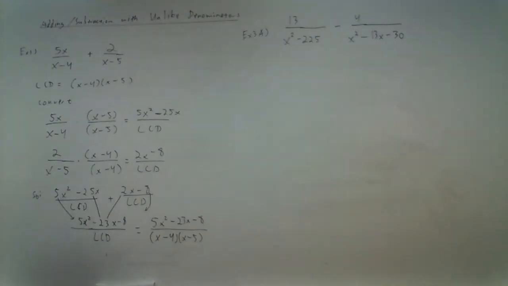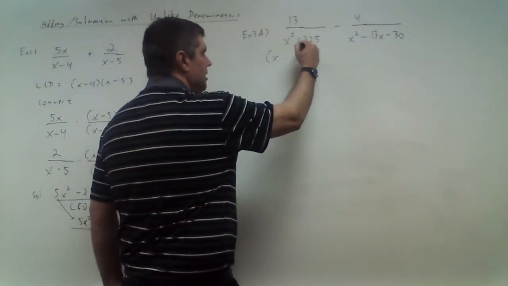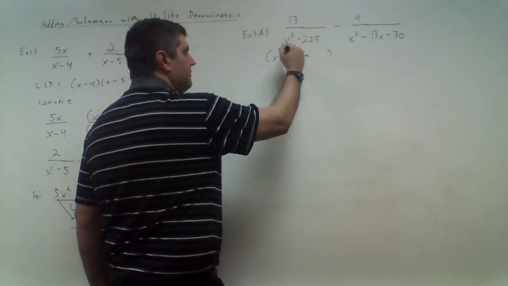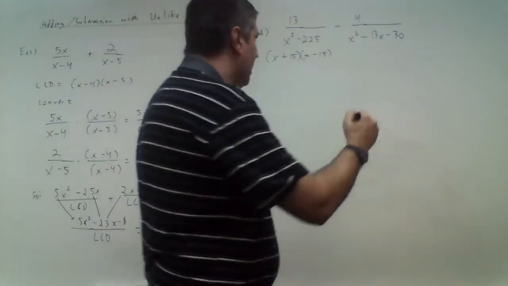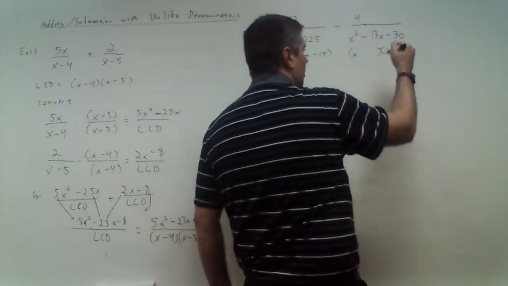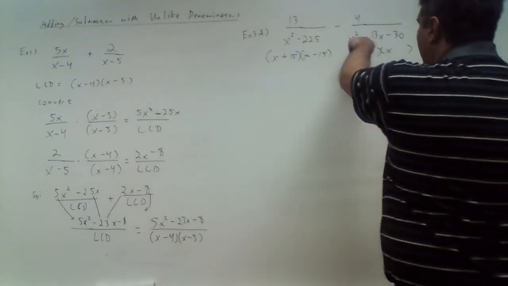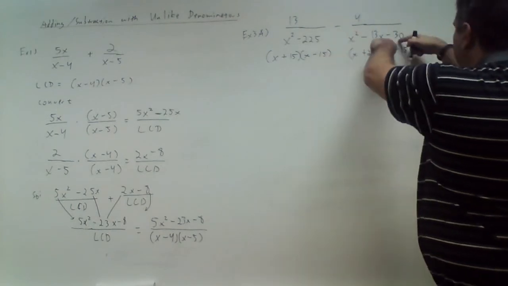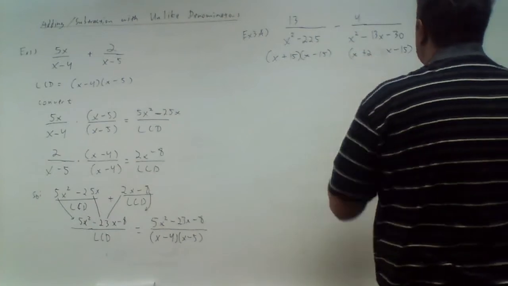Now, first thing you're going to want to do is factor your denominators. This is a difference of squares. The square root of 225 is 15. So x plus 15, x minus 15. Here, we're looking for two factors of negative 30, which add up to negative 13. And they are x plus 2 and x minus 15. Multiply them, you get negative 30. Add them, you get negative 13. It's perfect. Let me write this a little bit more legibly.